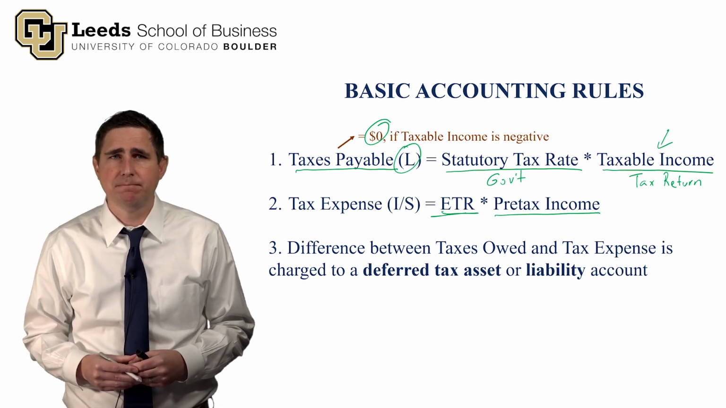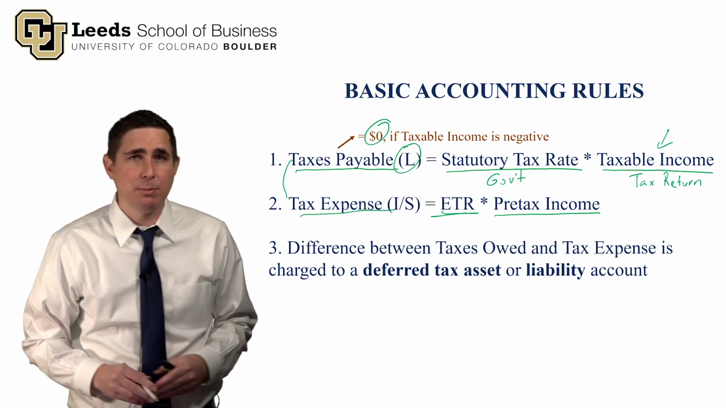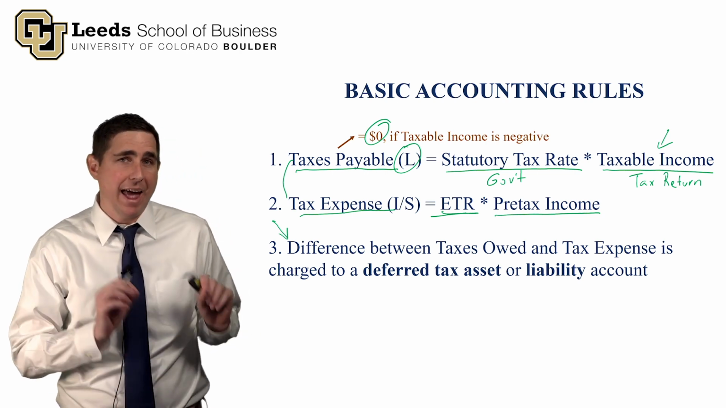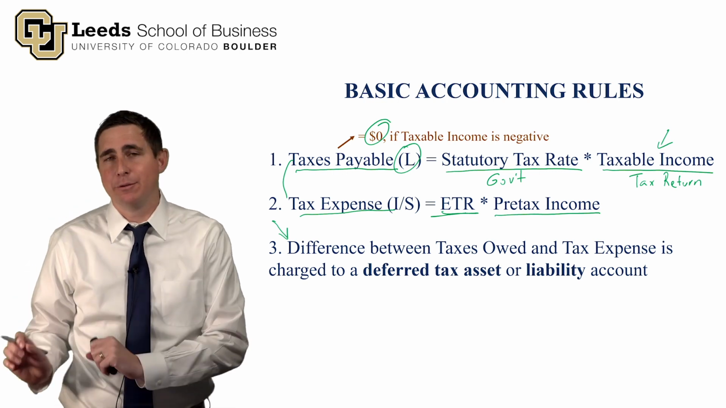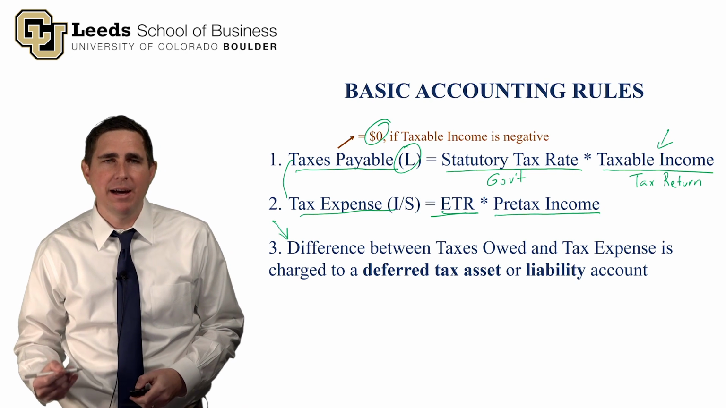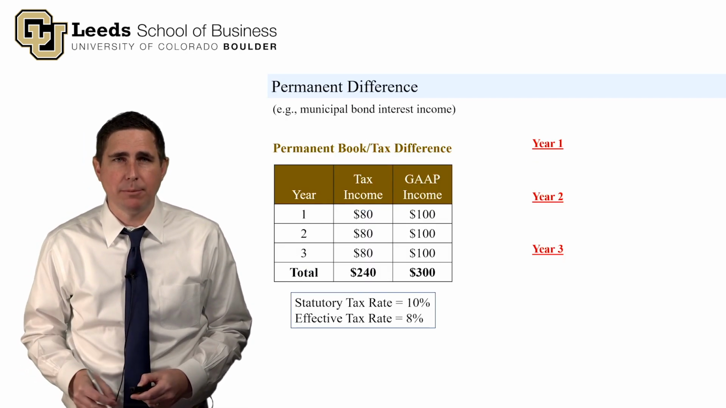to get tax expense on the income statement. Now, to the extent that there are differences between taxes payable and tax expense, those differences will go into either an asset or a liability account, depending on whether the difference is a debit or a credit. We'll create asset or liability accounts to track these temporary differences, okay? And now we'll go through an example.